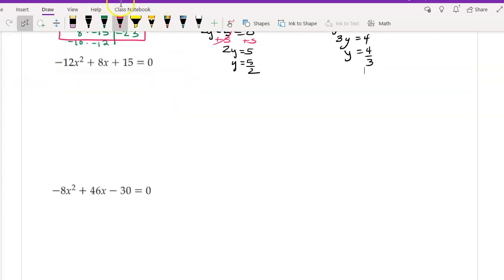Ooh, what don't I like about this example? My leading coefficient is negative. So to get rid of that negative, I'm going to divide every single term by negative 1. That'll give me a positive 12x squared minus 8x minus 15 equals 0.